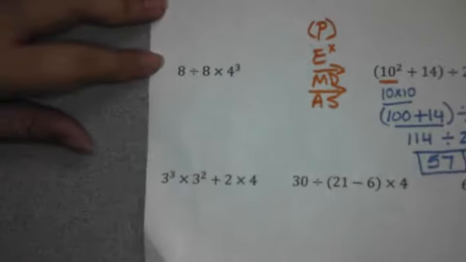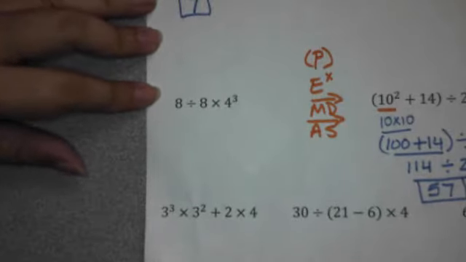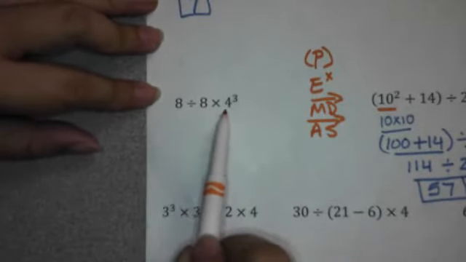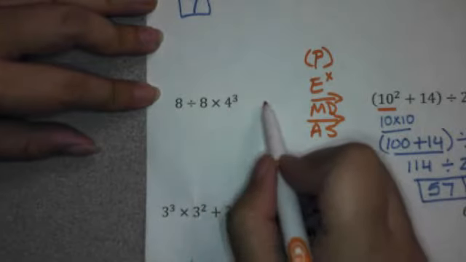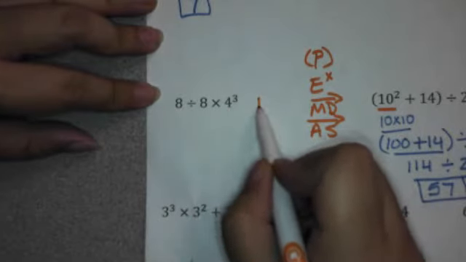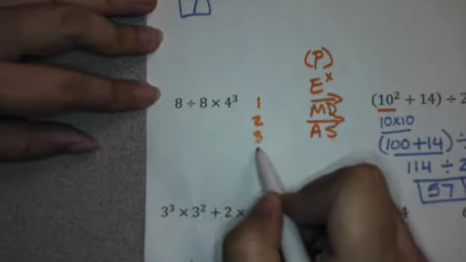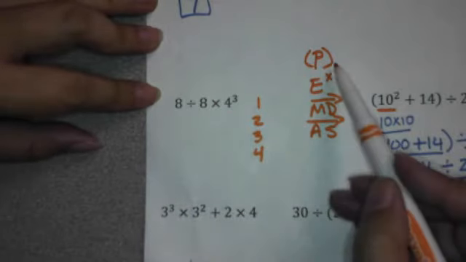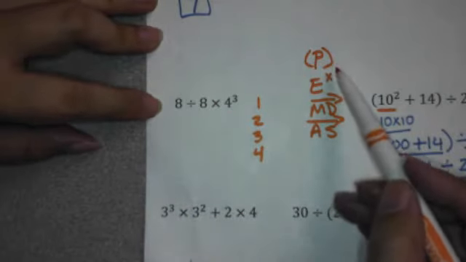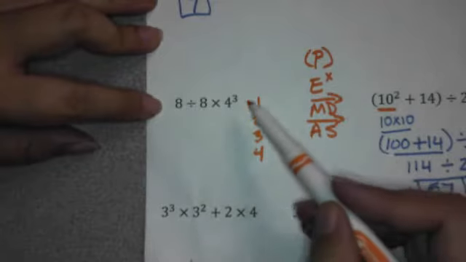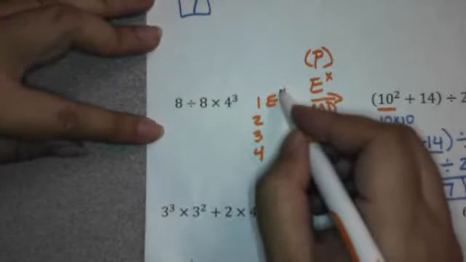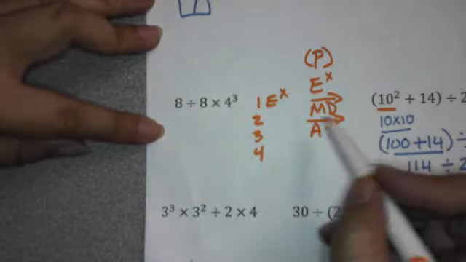Okay, let's try this one over here. Let's count the numbers. 1, 2, 3, 4. So you're going to have 4 steps. Is there any parentheses? No, there is not. So we move to exponent, and we do have an exponent. So your first step is going to be the exponent.